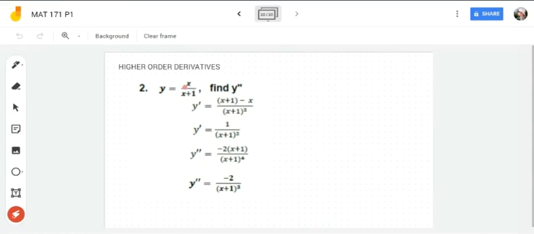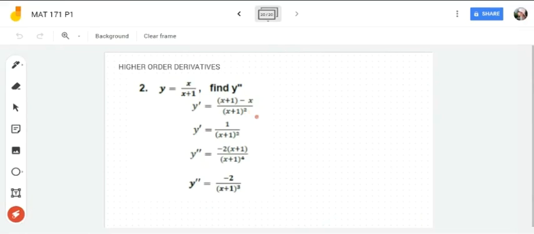Okay, last example for your higher derivative. So we have here your function, which is x over x plus 1. And then we are finding the second derivative of this. So first, let's get the first derivative. For the first derivative, quotient rule, that will be equal to your x plus 1 multiplied by the derivative of your numerator. So that is 1, minus the numerator, which is x, multiplied by the derivative of your x plus 1, which is also 1. Okay, and then your denominator is squared, so x plus 1 is squared. So your first derivative will become x plus 1 minus x over x plus 1 squared.